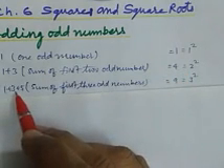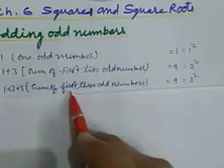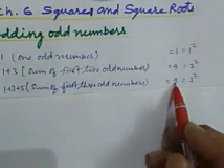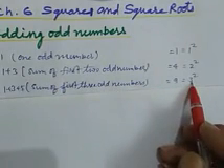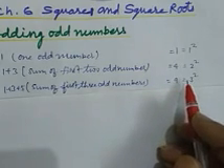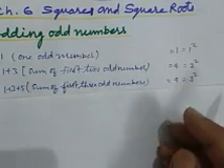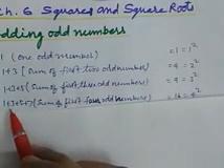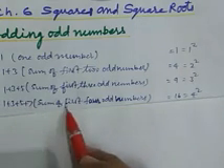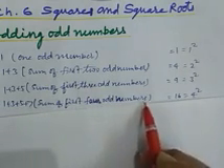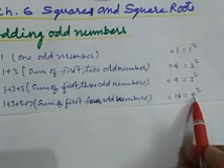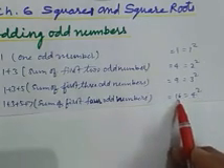Now 1 plus 3 plus 5. The sum of the first three odd numbers is 9 and the square of 3 is also 9. 1 plus 3 plus 5 plus 7. The sum of the first four odd numbers is 16 and the square of 4 is also 16.